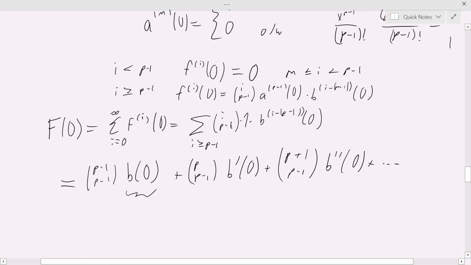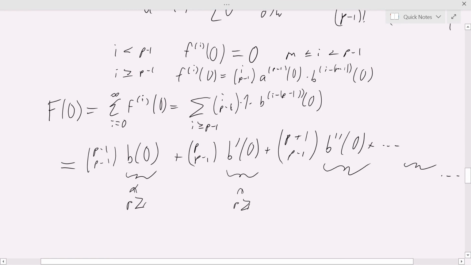Now we're going to observe the following. b of 0 is not going to be a multiple of p. So it's not in pZ, whereas b prime of 0, b double prime of 0, b triple prime of 0, etc., all the derivatives, those are going to be in pZ, or in other words, they will be multiples of p. So why should that be true? It's not obvious that that's true. We need to show those things are true.